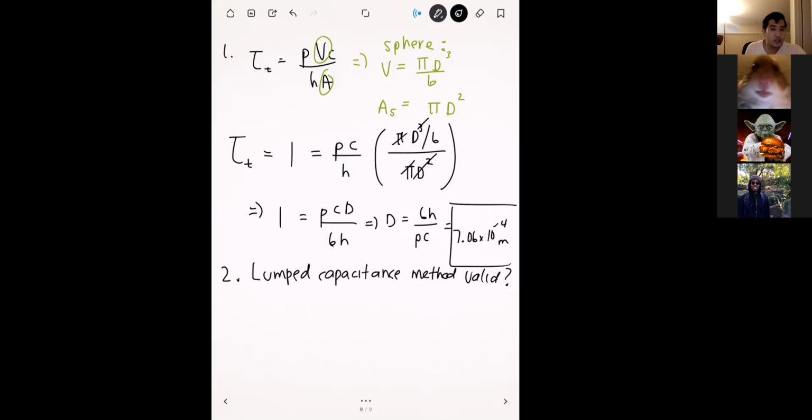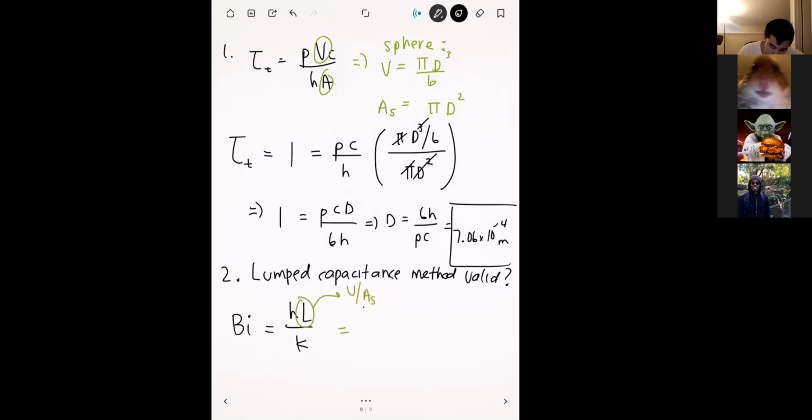Because if the lump capacitance method is valid, then we can model this with the lump capacitance method, which is really nice. Remember, to check if the lump capacitance method is valid, we're going to compute the Biot number. Remember, Bi is equal to h times L over k, where L in this case is simply the ratio of volume to surface area, which we computed up there.